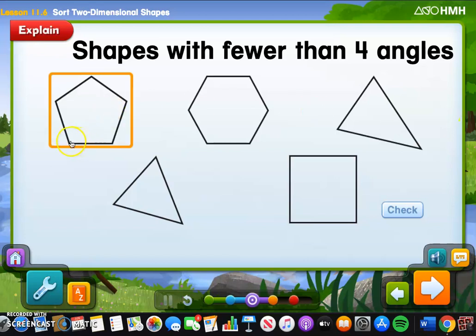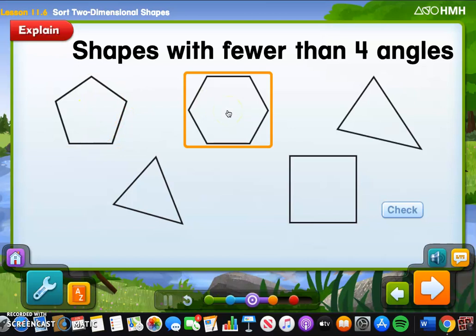So over here, it looks like we have 1, 2, 3, 4, 5. So this is a pentagon. And so it has 5 angles, so that's not fewer than 4, so we're not going to include that one. We see another hexagon, and we learned from the last example that hexagons have 6 sides, so therefore they also have to have 6 angles, right? So therefore this hexagon would also not fit in the category of shapes with fewer than 4 angles.